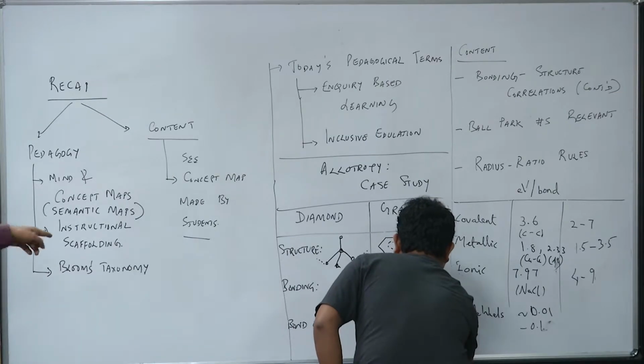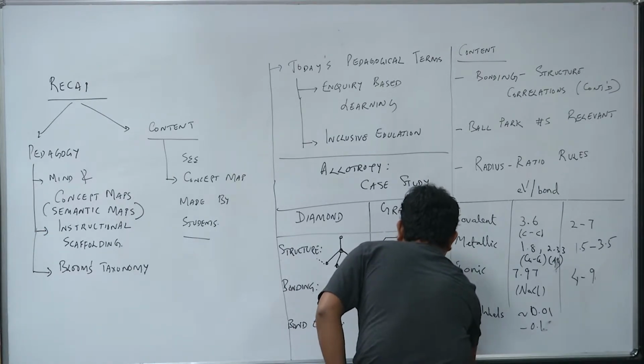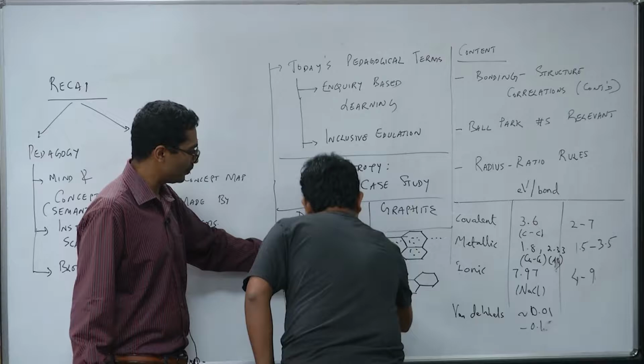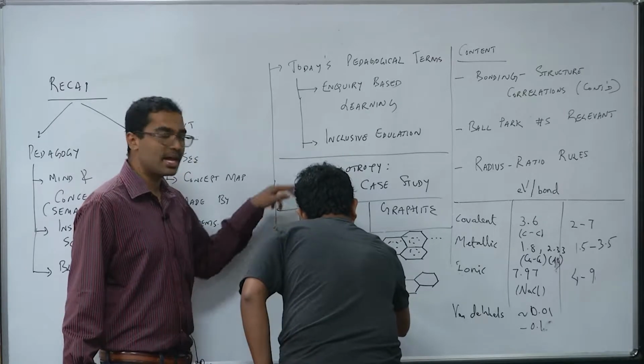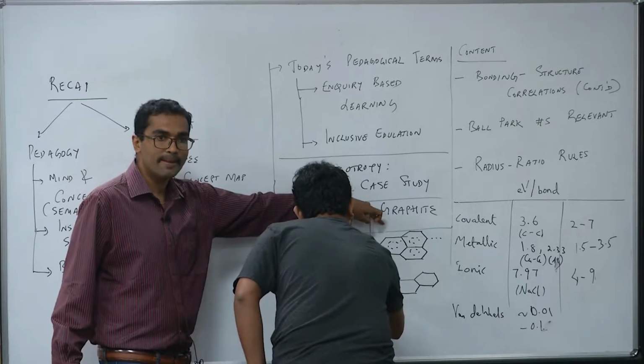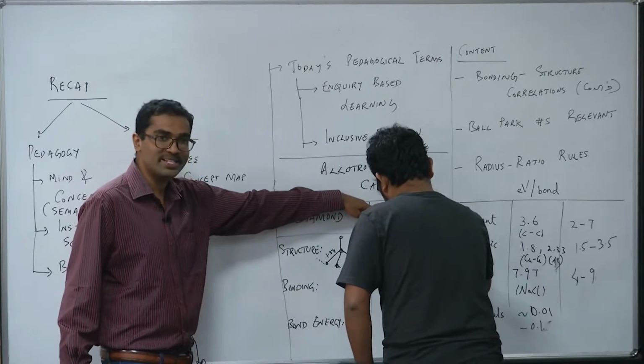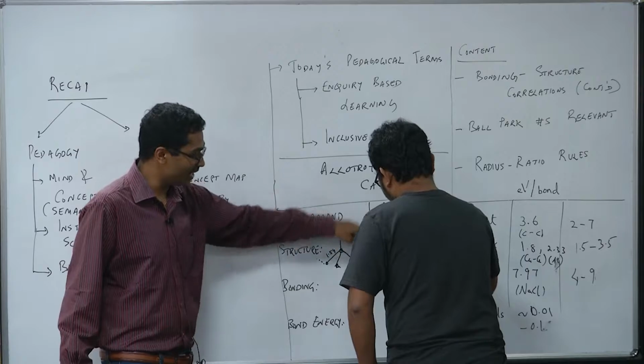So do you want to come and add to his diagram? So can you just write 1.54 angstroms here? And what is the carbon-carbon distance here? 1.45. Very good. So here the carbon-carbon distance is less, isn't it? Yeah. It's interesting.